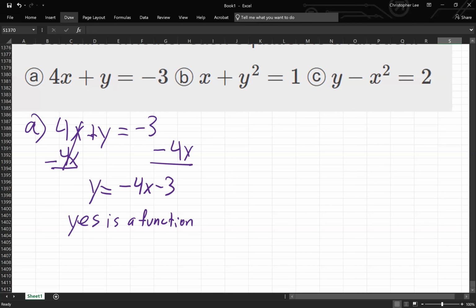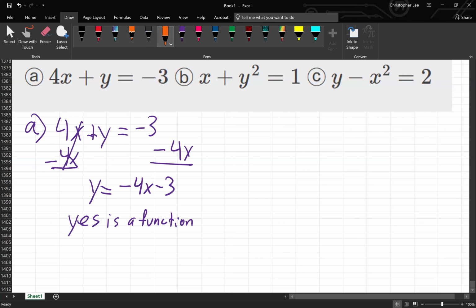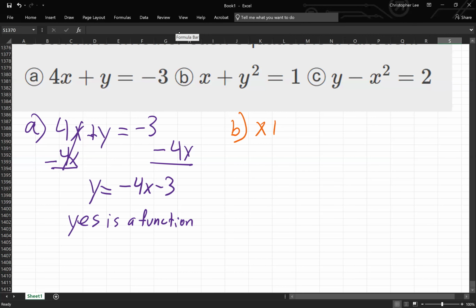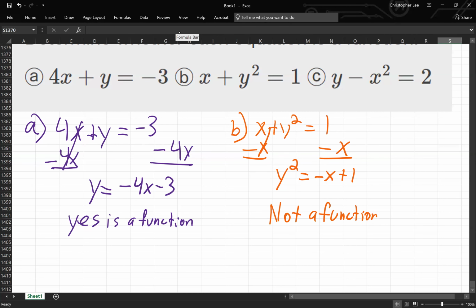How about B? For B, I have x plus y squared is equal to 1. Help me solve for y. What should I do? Minus x, very good. And what you do to one side, you do to the other. So now I have y squared is equal to negative x plus 1. Is this a function? No, not a function. Wait, so how does negative three go to negative four?